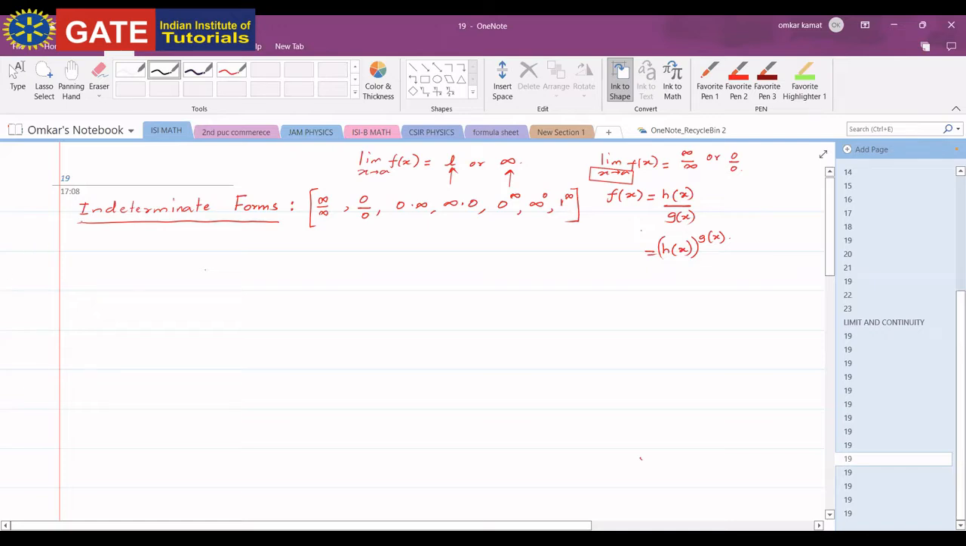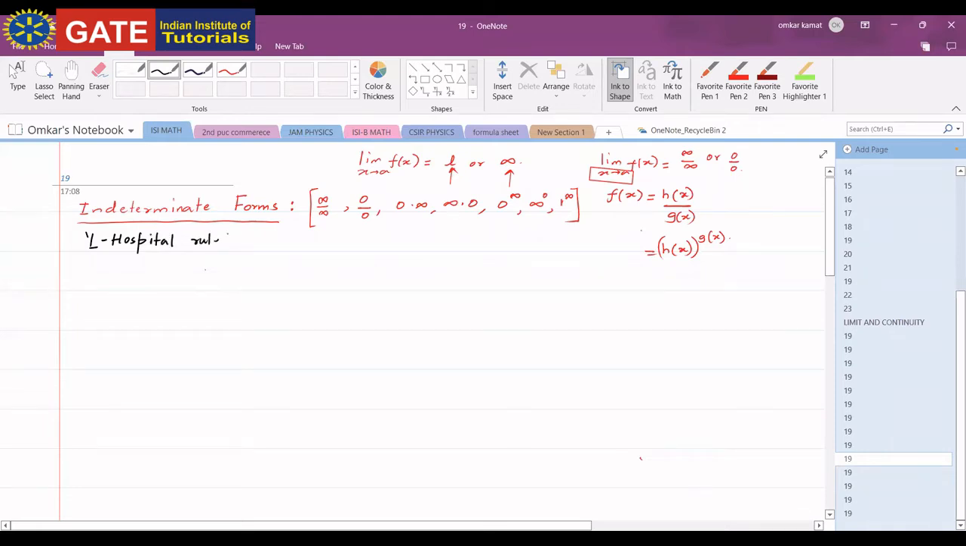Okay, when we get the indeterminate forms, when we substitute the limit, we have a technique to solve it, or we have a rule to evaluate it. Which rule is it? The L'Hopital rule. Correct.